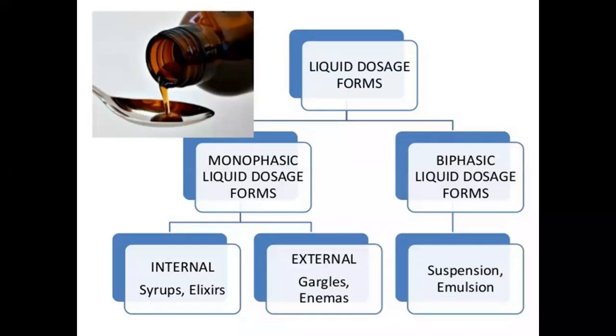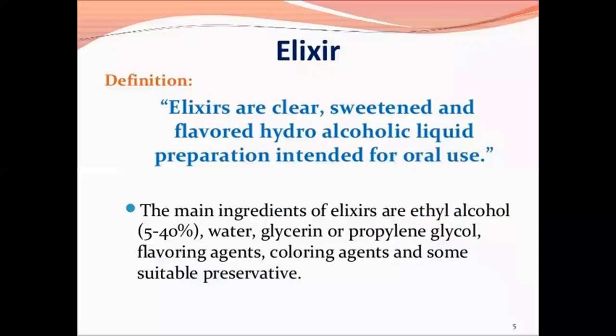Elixir, is it a monophasic liquid dosage form or biphasic? Monophasic. Is it used for internal or external use? Internal. So the definition of elixir: elixirs are clear, sweetened and flavored hydroalcoholic liquid preparations intended for oral use. Means elixir is a liquid dosage form. They are clear. It should be sweetened and flavored. Sweetened means which agents are used? Sweetening agents. Then they are flavored and hydroalcoholic liquid preparations, and they are intended for oral use. Means they are prepared for oral use. So this is the definition of elixir.